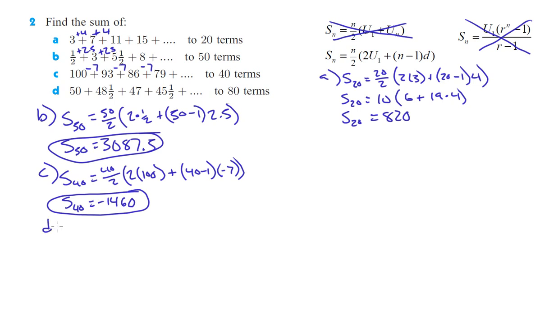Okay. And then D, S of 80 is going to equal 80 divided by 2, all times 2 times the first term, which is 50, plus the number of terms, which is 80 minus 1, all times the difference. So let's see, we are subtracting 1.5, right? Yep, subtract 1.5 each time. That's our difference. All times negative 1.5. And then away we go on that one.